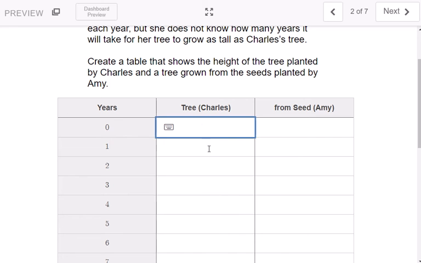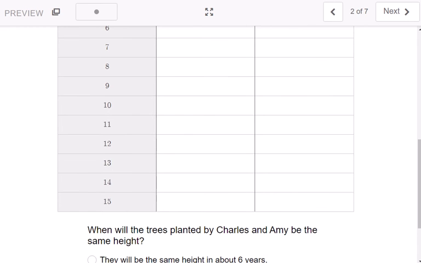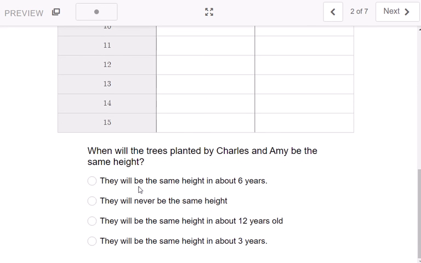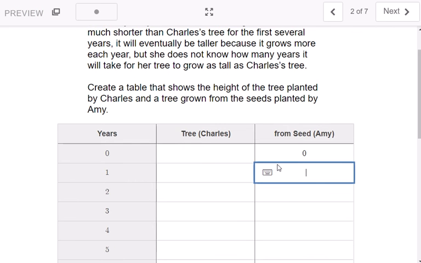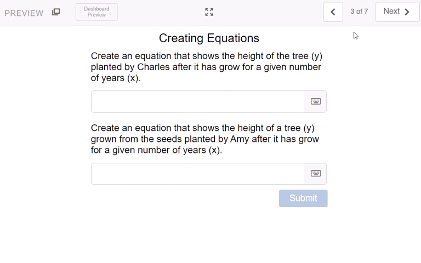You'll just click in here and enter what the height is. Assume at year 0, Amy's tree was 0 inches tall because it was grown from a seed, but that's the only value I'll give you, and then run that out for the first 15 years. And then down here, there's a multiple choice question. It says, when will the trees planted by Charles and Amy be the same height? And then once you've finished filling in the table and answered the multiple choice question, click next.